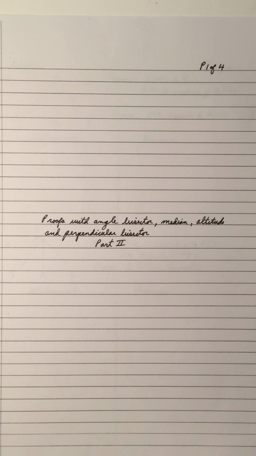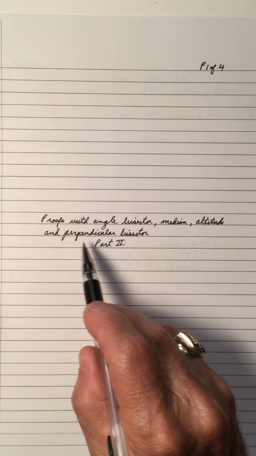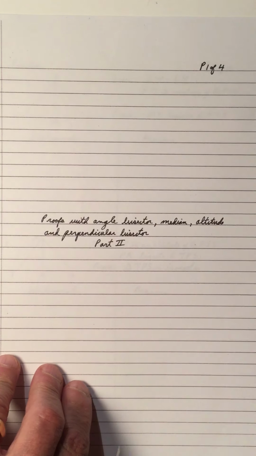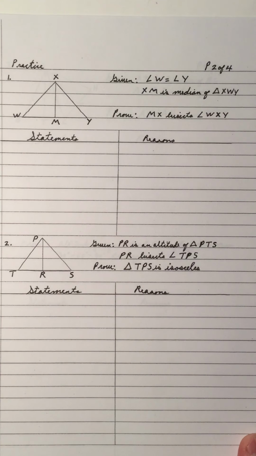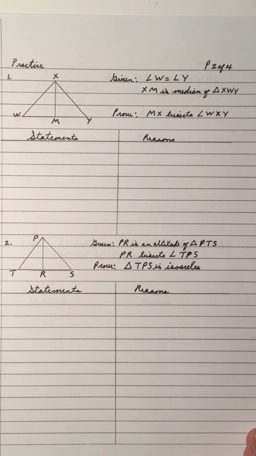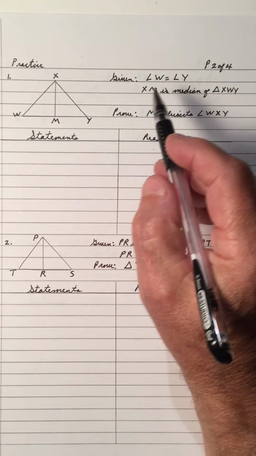Hi, welcome to my video on proofs with angle bisector, median, altitude, and perpendicular bisector, part 2. In this video, I'm going to do several proofs with those terms in it. So let's do number 1.